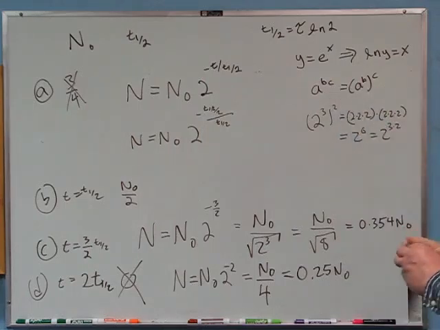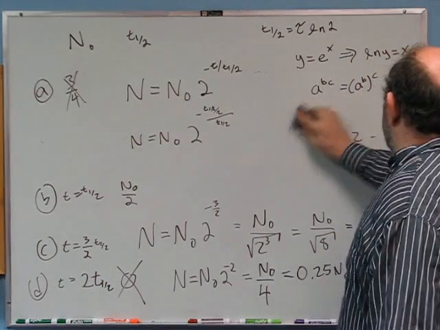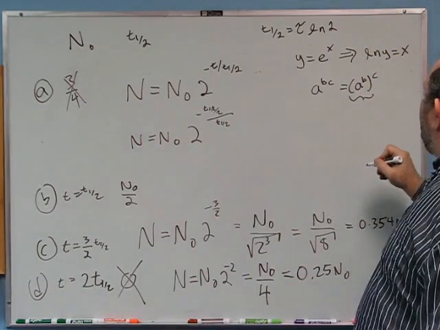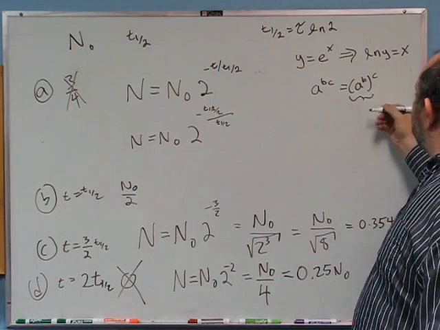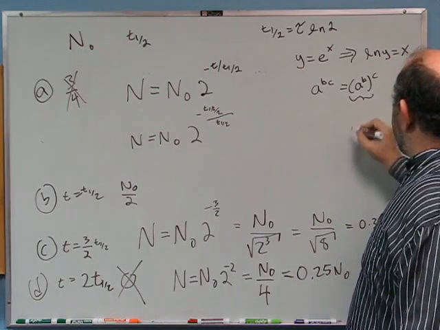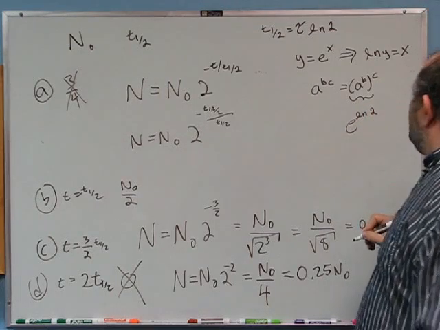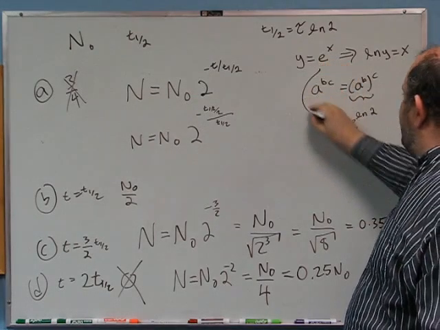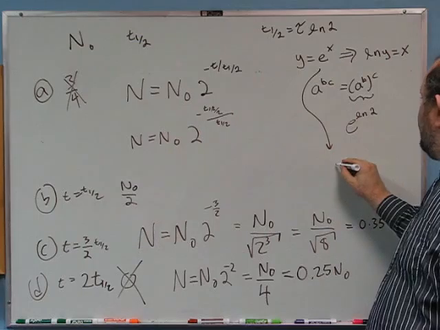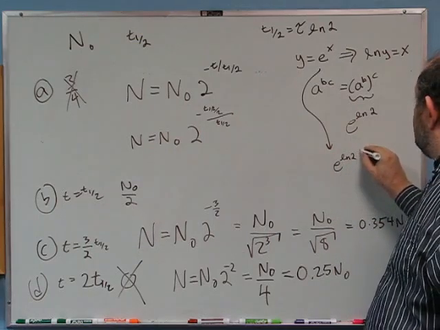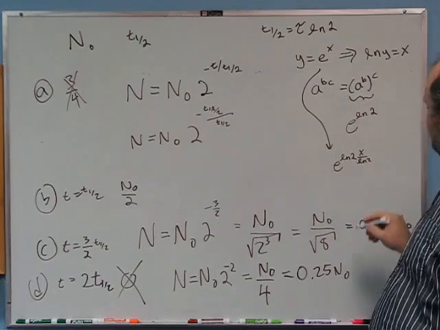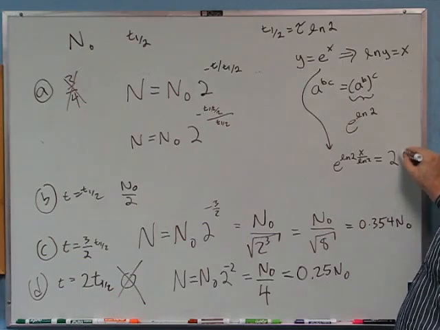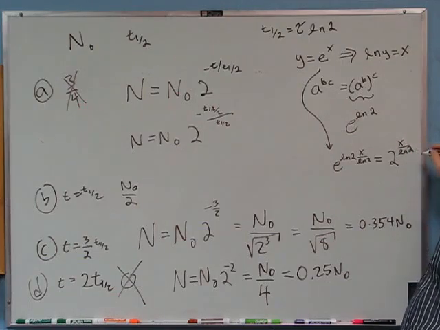Right. So given that that is true, if I want to write 2 here instead of e, well, how do I write 2 in terms of e? Well, if I write e to the ln 2, I just get 2. So therefore, I could write e to the x as e to the ln 2 times x over ln 2, right? I've just multiplied and divided by ln 2, which is equal to 2 to the x over ln 2, right?